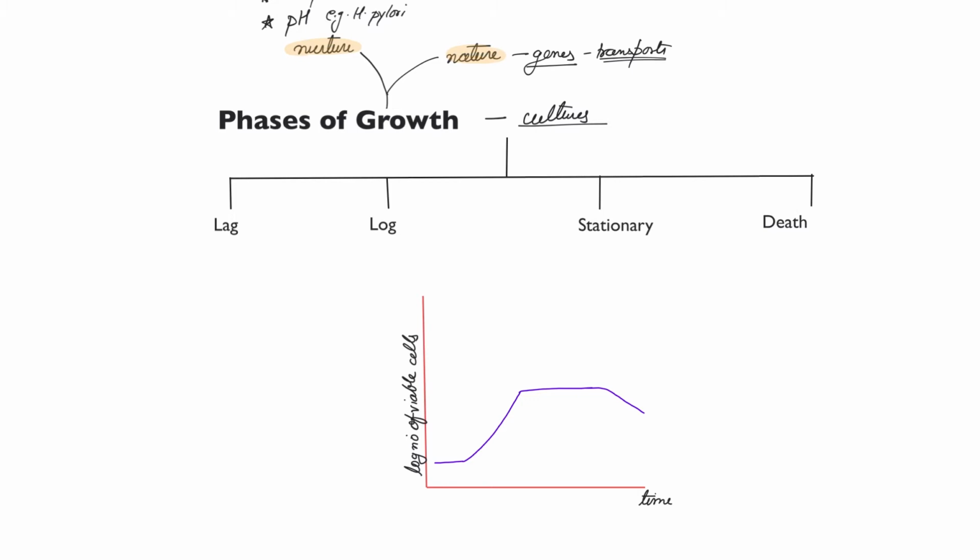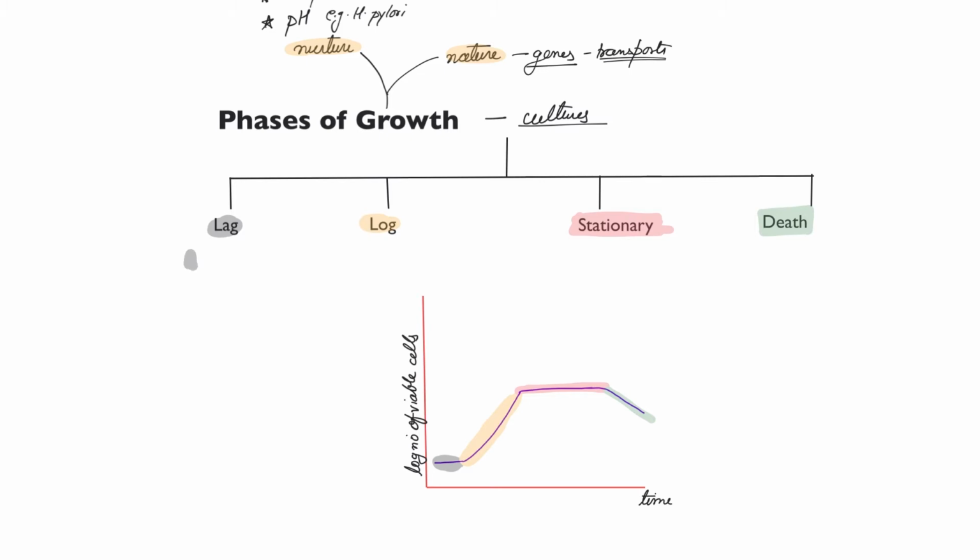Now let's talk about growth phases. There are four growth phases generally that we will be talking about. Lag phase, generally denoted by a plateau. Then we have the log phase, which is denoted by this incline. Then we have the stationary phase, again denoted by this plateau. And finally, we have the death phase, which is denoted by a decline. So what is each phase known by?